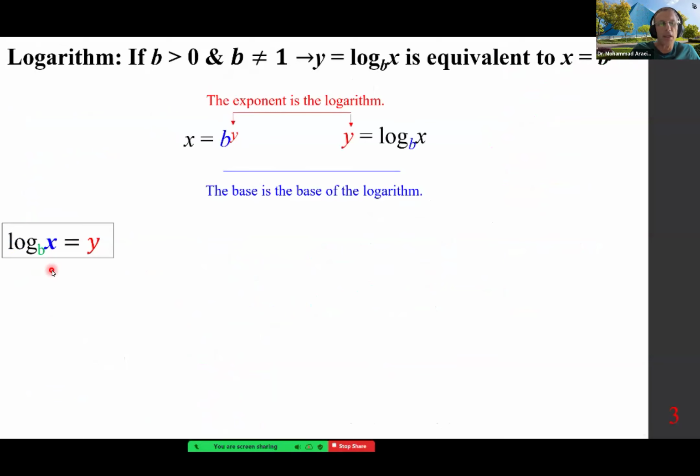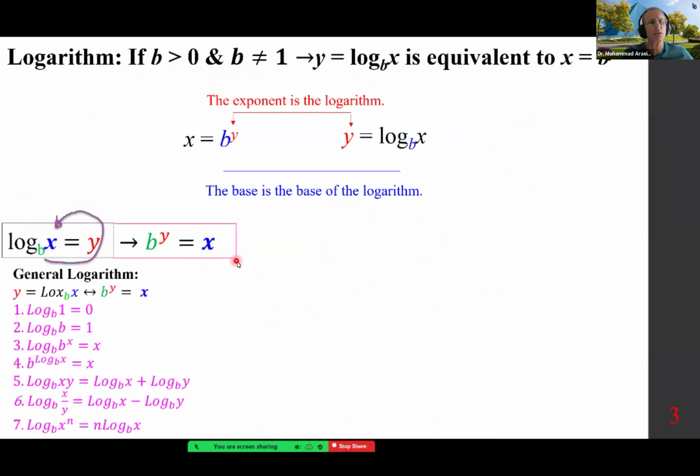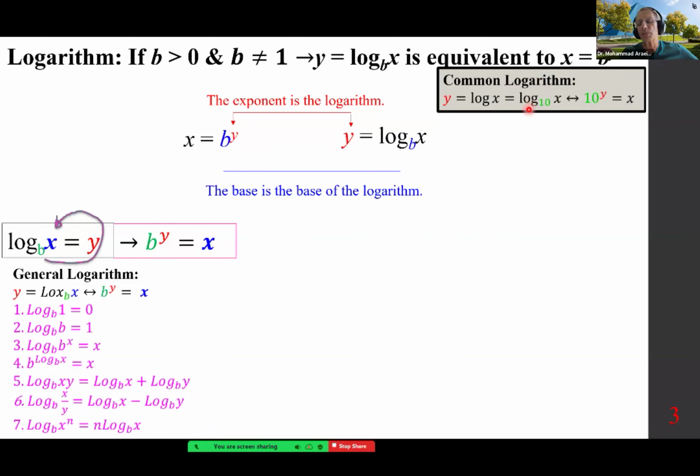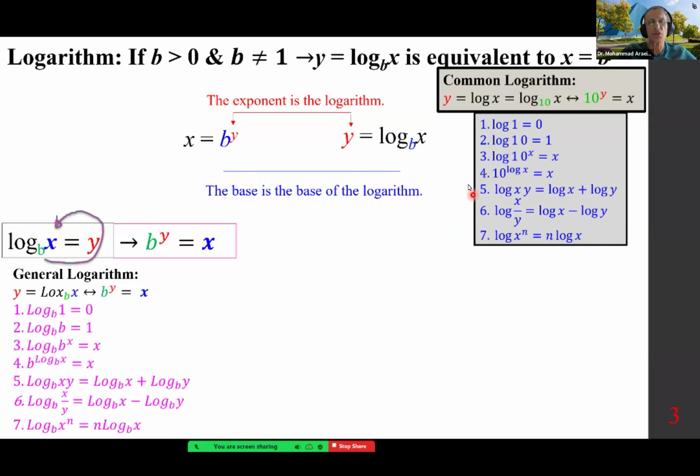If we follow the arrow here, log base b of x equals y is the same as b to the power of y equals x. We have an easy time understanding the properties of logs. When we go to common log and the base becomes 10, we can translate these properties into common logs.